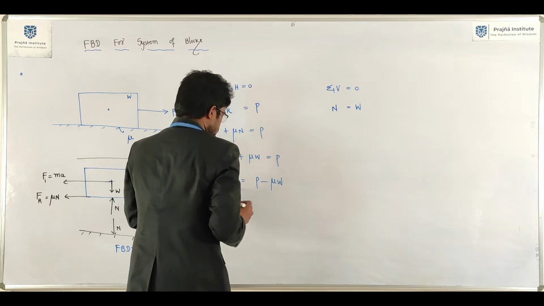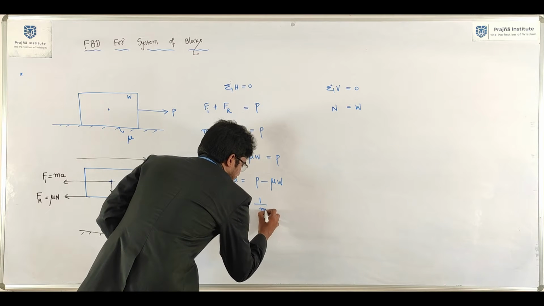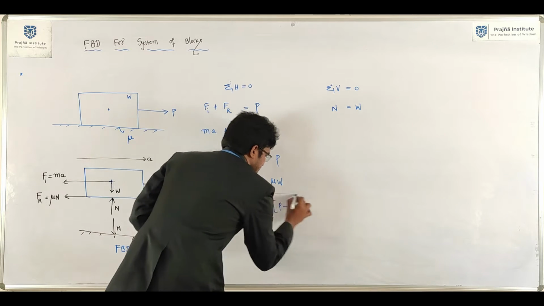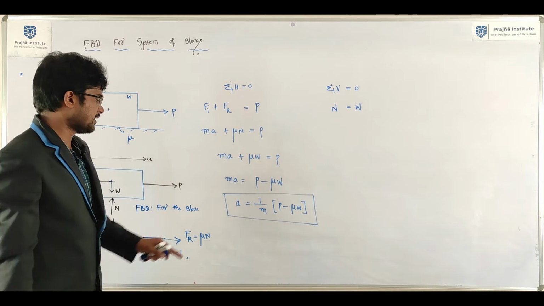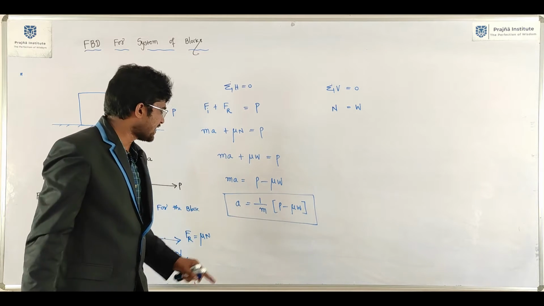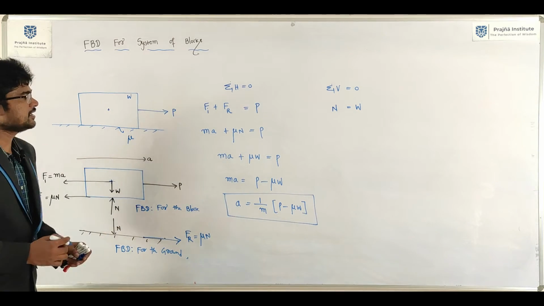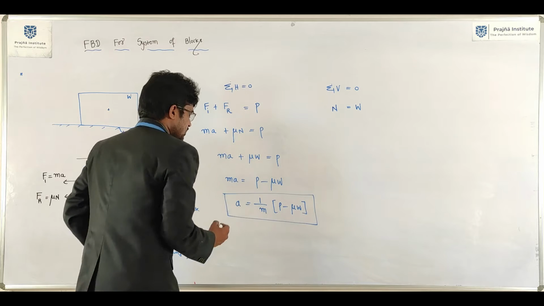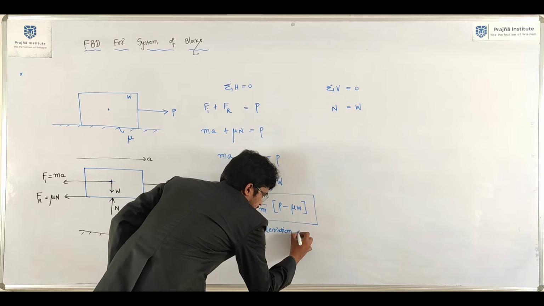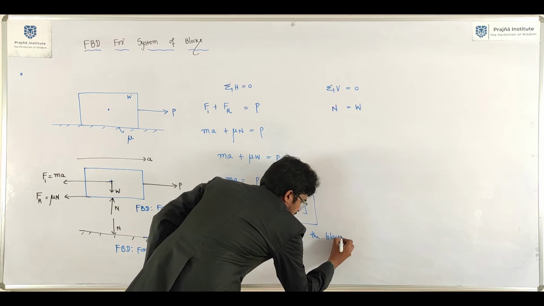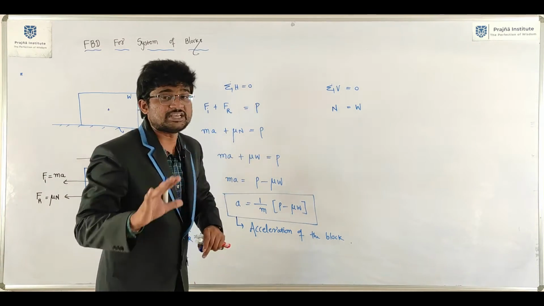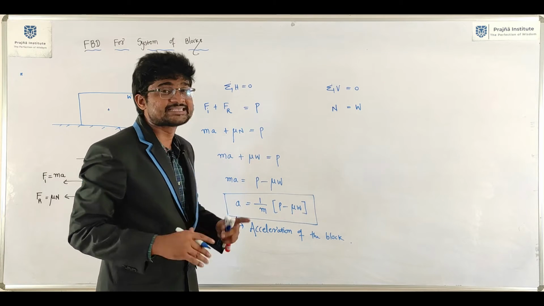Acceleration equals, how much will you get? 1 by m into P minus mu into W. So this is the thing. Acceleration equals P minus mu W by m. Okay, it is very simple actually. Now you have 2 equations. Finally you got the acceleration of the block. After drawing the free body diagram for the block, we need to apply equilibrium equations. So this is the acceleration of the block.